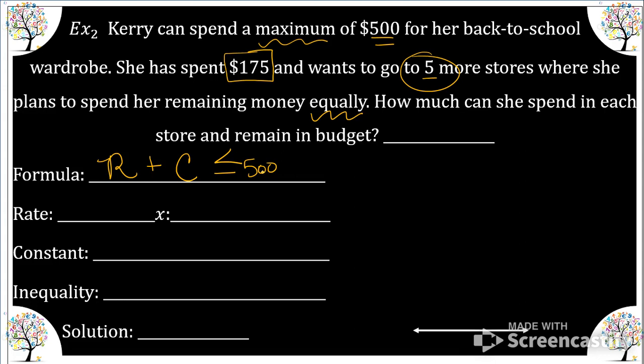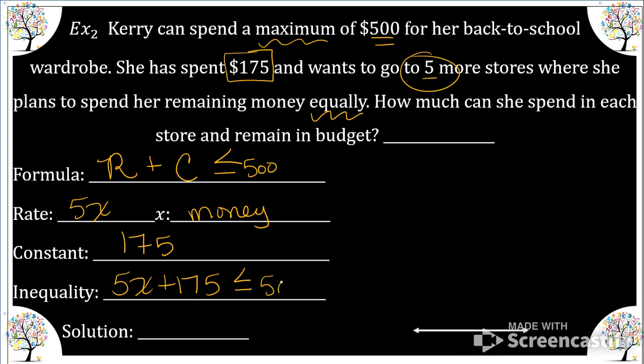That's all she has. So the rate is going to be 5 times x, where x represents money. So she has the 5 stores times, she's going to spend equal amounts of money per store. And then she has already spent $175. So now we're going to plug in our expressions and values into our formula. So 5 times x plus the 175 needs to be equal or less than 500 to stay within the budget.